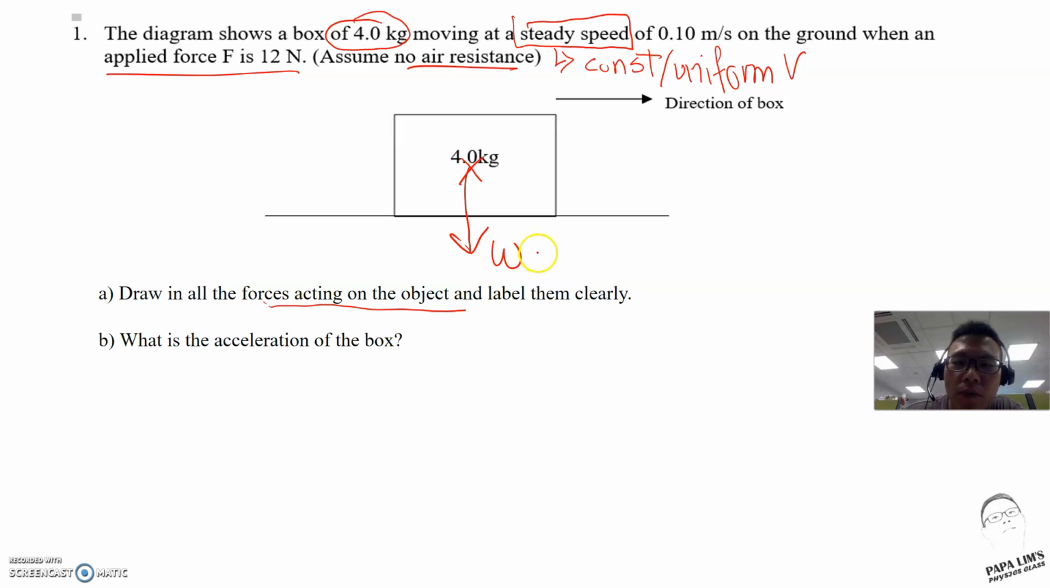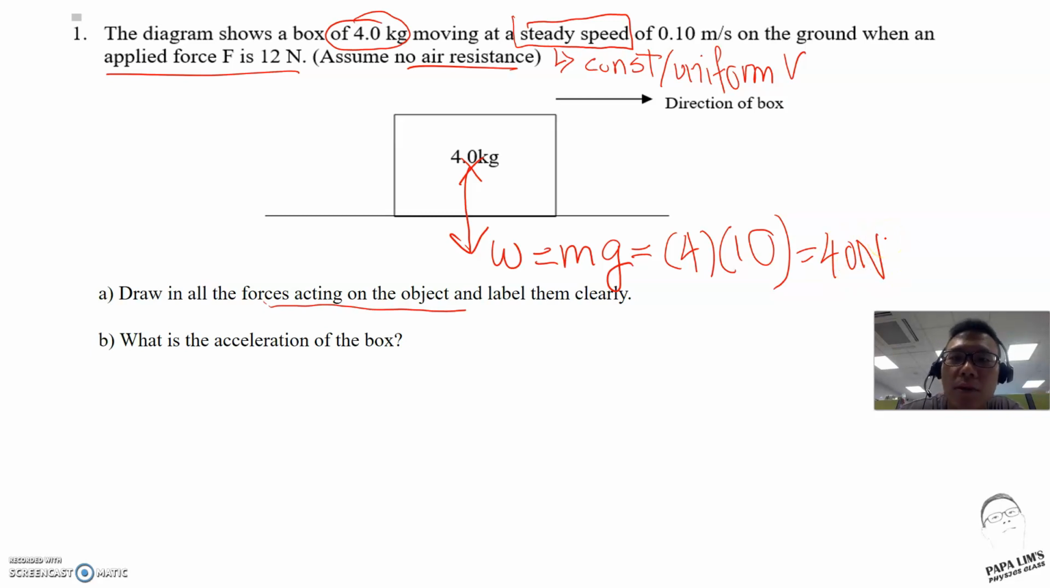The formula for weight is M times G. Mass is in kg, which is 4 kg given in the question. G will be gravity, which is 10 Newton per kg, which is fixed for Earth. The answer will be 40 Newton for the weight, which is pointing downwards from the CG.